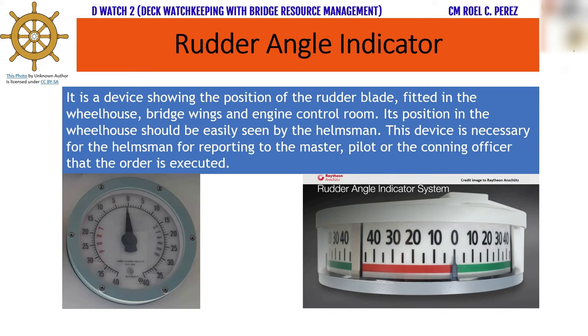Rudder angle indicator. It is a device showing the position of the rudder blade, fitted in the wheelhouse, bridge wings, and engine control room. Its position in the wheelhouse should be easily seen by the helmsman. This device is necessary for the helmsman for reporting to the master, pilot, or the conning officer that the order is executed.